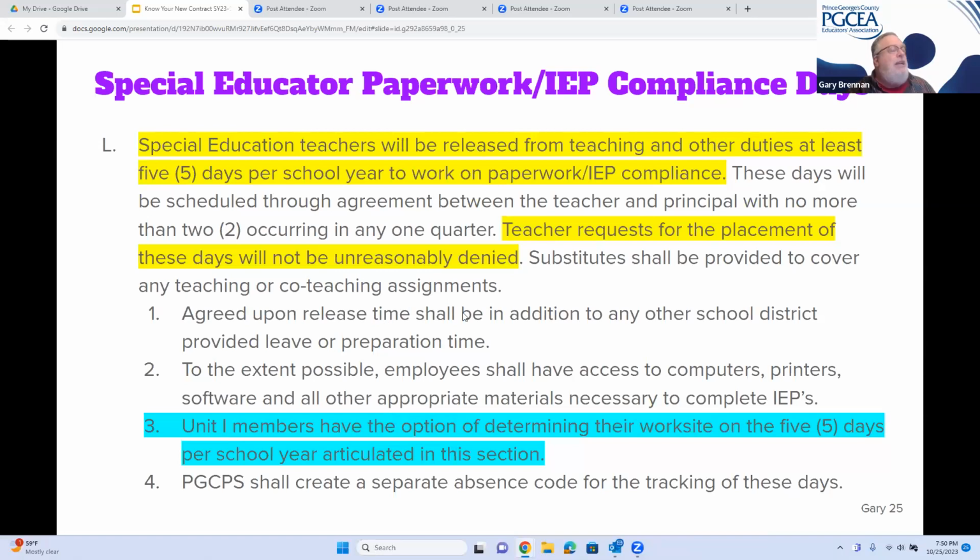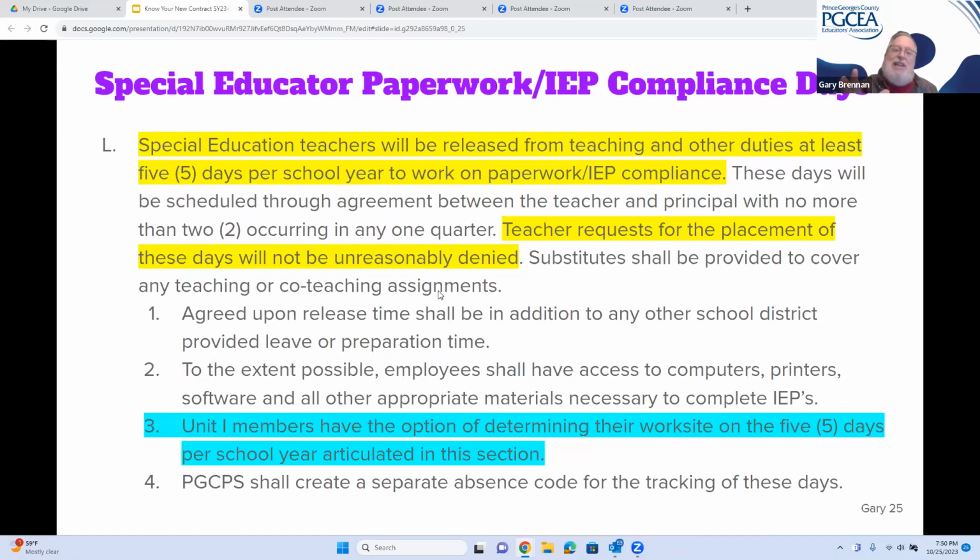The way that those days work is you request or you tell the principal, these are the days I'd like to use. You can schedule no more than 2 in any one quarter, so you need to spread them out over the year.